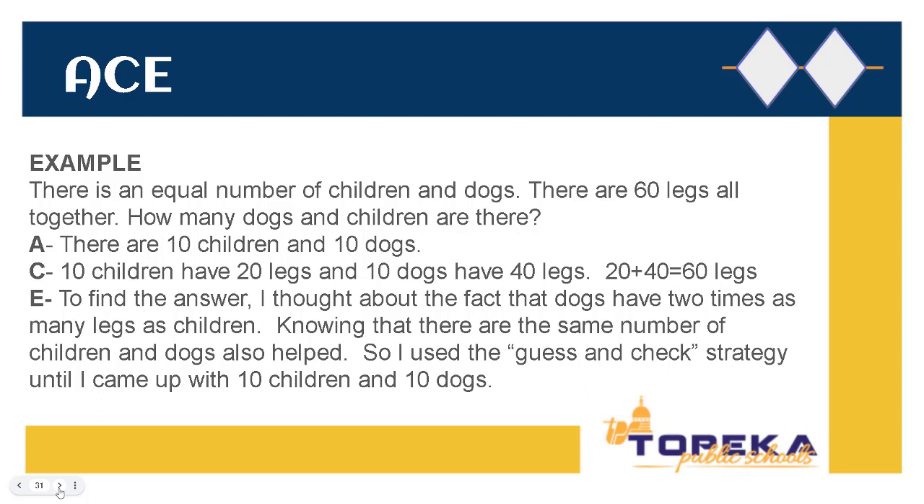And notice the elaboration. To find the answer, I thought about the fact that dogs have 2 times as many legs as children. Knowing that there are the same number of children and dogs also helped. So I used the guess and check strategy until I came up with 10 children and 10 dogs. Notice how powerful that is, and we're really making that thinking visual rather than just asking for the answer.